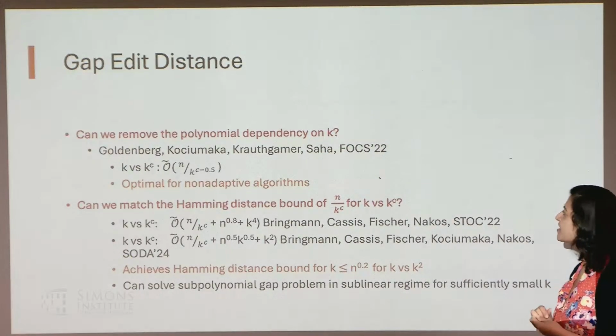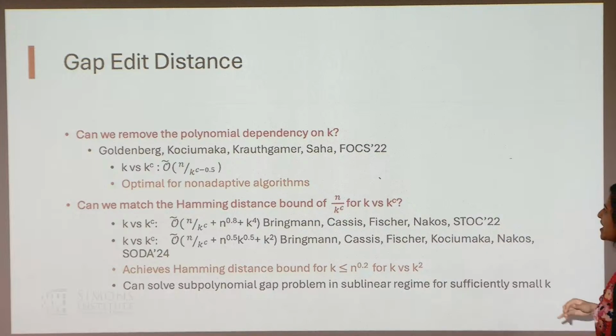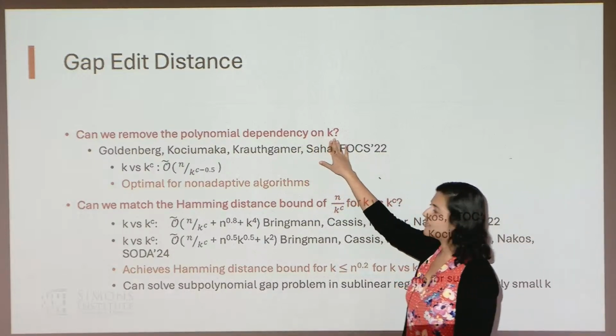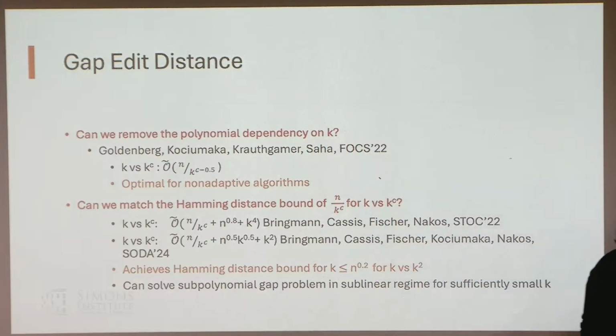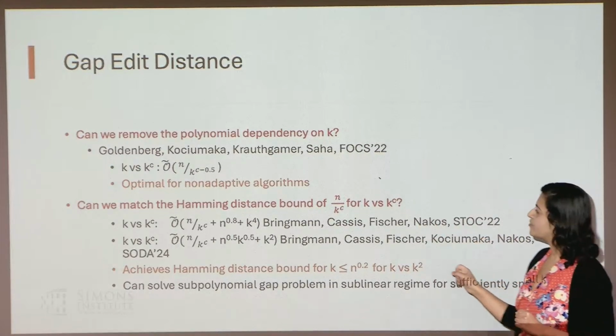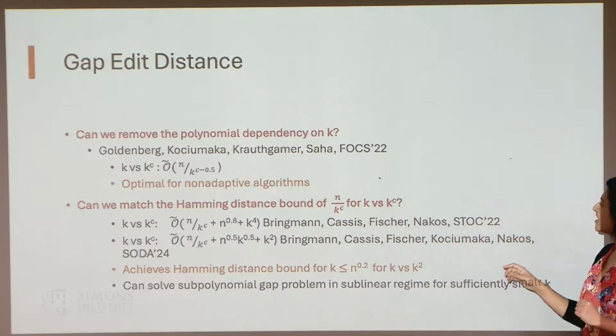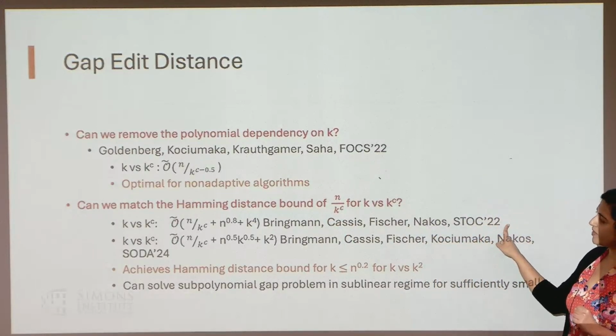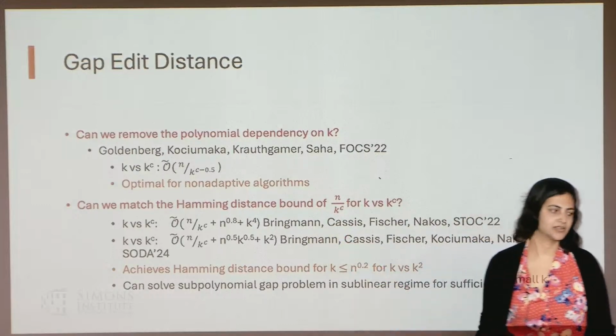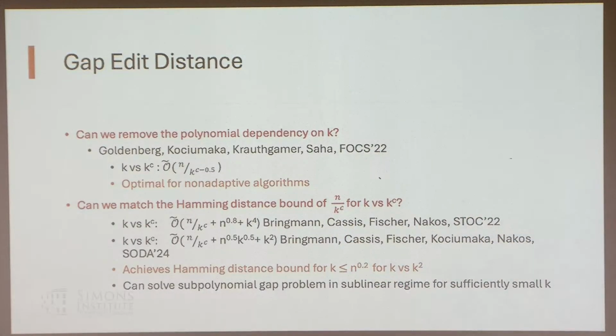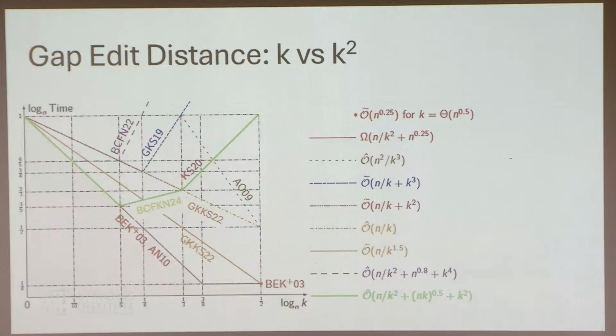open questions that we wanted to know. So one was, can we remove the polynomial dependency on k? Because in the 2019 and 2020 results that we had, there was this polynomial dependency on k. So that was removed by our non-adaptive algorithm. And the other question was whether we could meet the Hamming distance bound. And that was partially answered by this STOC 22 paper and then the improvement in SODA 24 for small values of k. So this is what it looks like now.